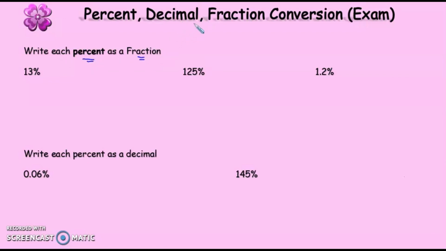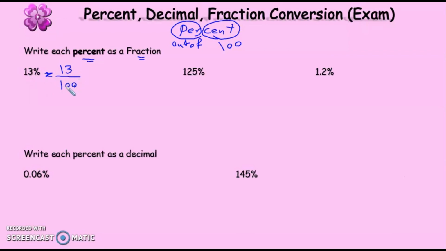First of all, you need to know the percent means per, meaning out of, and cent means 100. It means out of 100. So 13%, it means 13 units out of 100 units. So you simply change the percent to the fraction.